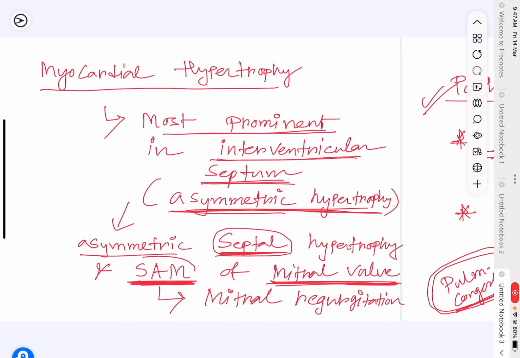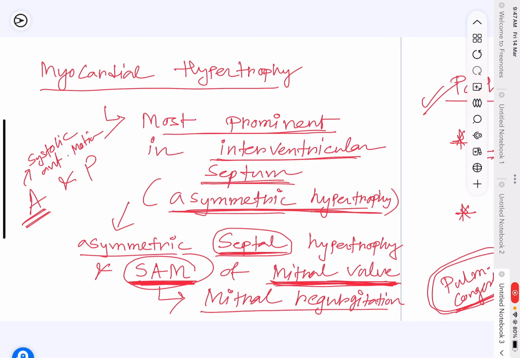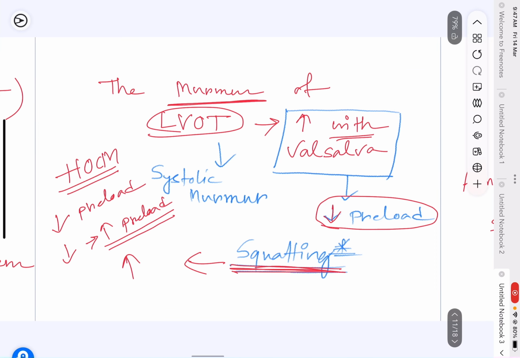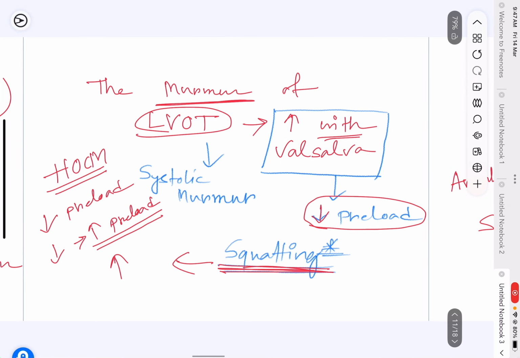And also there is systolic anterior motion of the mitral valve, the mitral valve anterior leaflet. So you have two leaflets of the mitral valve, one anterior leaflet and one posterior leaflet. This anterior leaflet will have systolic anterior motion. This systolic anterior motion of the anterior leaflet of the mitral valve will cause further obstruction and mitral regurgitation. So SAM is pathognomonic of your HOCM. Pathognomonic, almost only in HOCM, and you don't see it anywhere else: systolic anterior motion of the mitral valve.